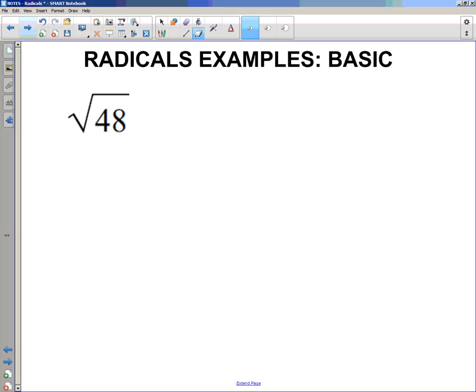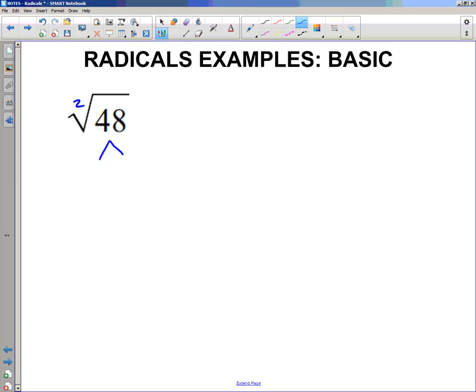Let's go ahead and hit our first example here. We're taking the square root of 48. Since this is a square root, well, it's not written, but it's implied whenever it's not explicitly written. So we've got a square root. We're going to be looking for pairs of factors, groups of 2 inside of here.